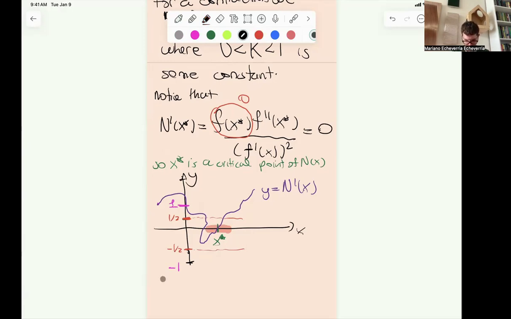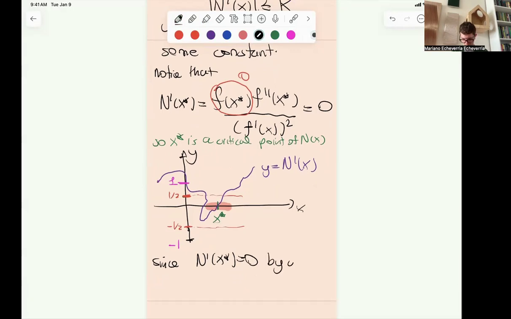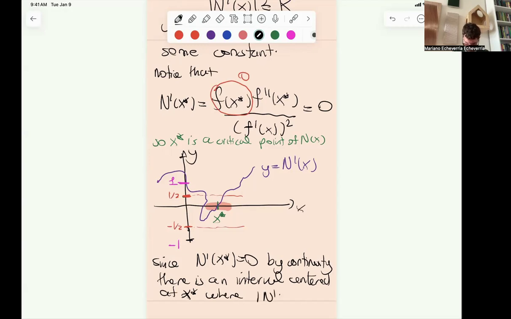So since n prime of x star equals zero, this is a contraction.